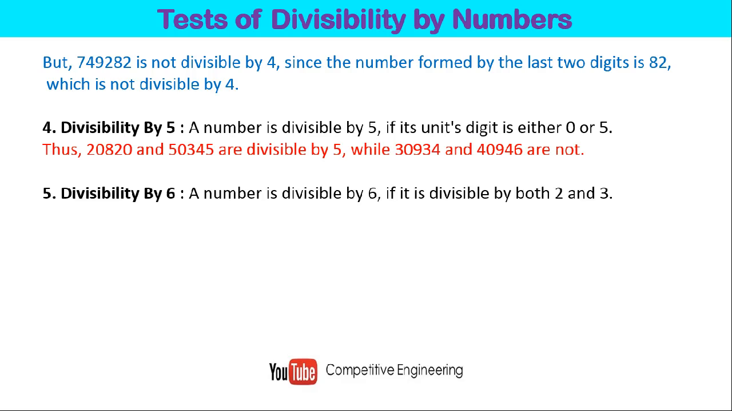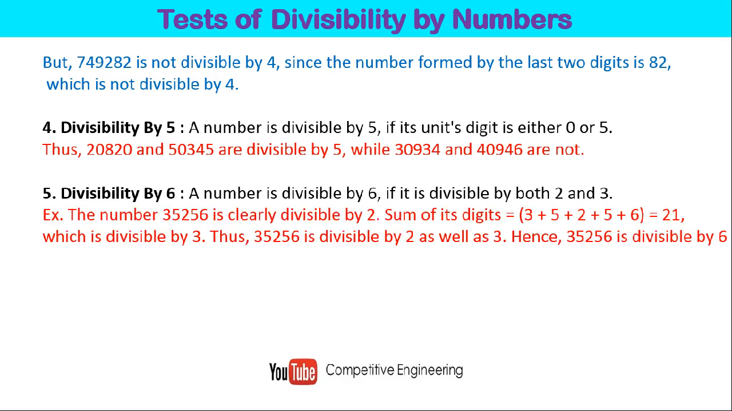Next, divisibility by 6. A number is divisible by 6 if it is divisible by both 2 and 3. So in order to check it, we have to check whether it is divisible by 2 and whether it is divisible by 3. If both are true, then it is divisible by 6. Let us take an example.